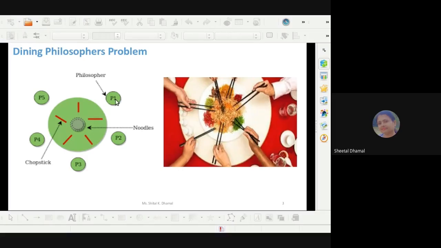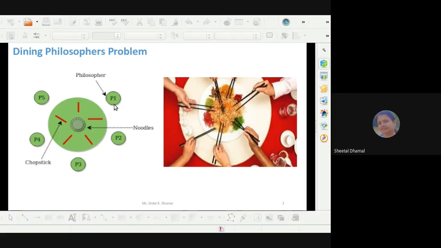But let us consider that P1 picks up the chopstick on his left-hand side, and at the same time P5 is also hungry. P5 will pick up the chopsticks on the left-hand and right-hand sides of P5. Suppose P1 and P5 are both hungry at the same time, and P5 picks up both chopsticks. Then when P1 wants to eat, only the left-hand chopstick is available and the right-hand chopstick is not available. So P1 is not able to eat.